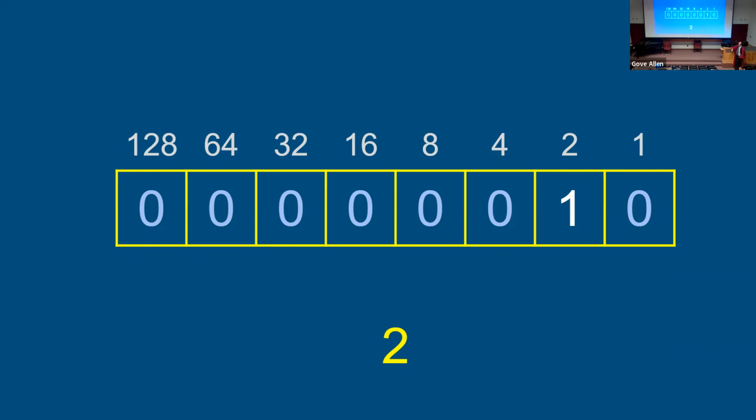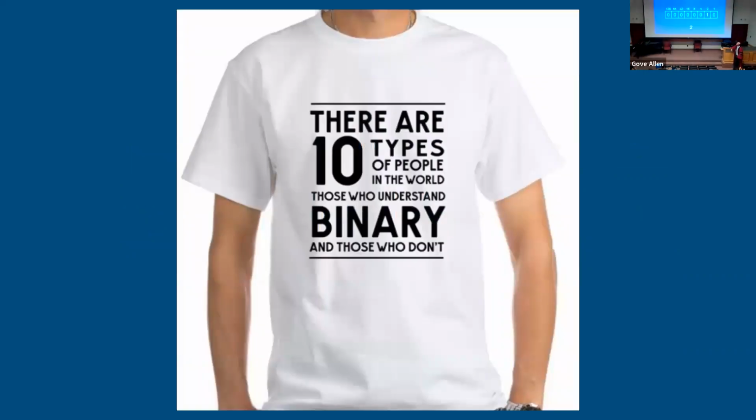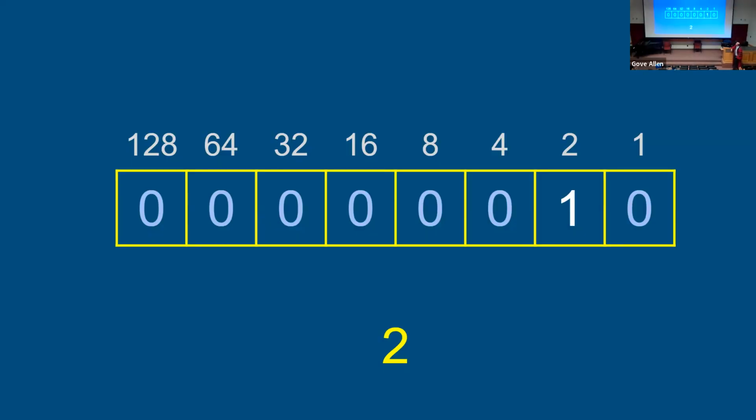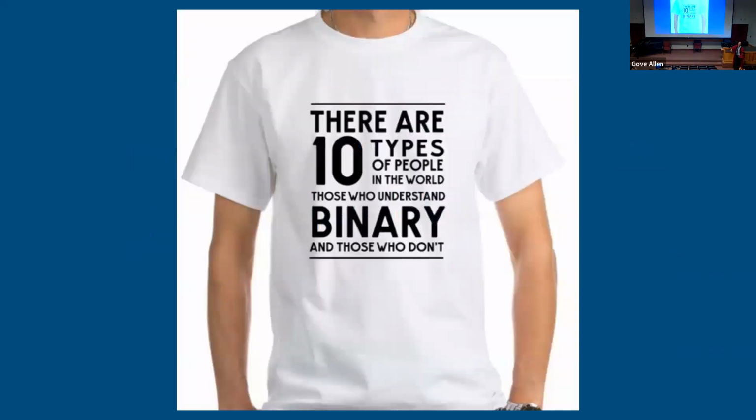To store a 3 is going to be 0, 0, 0, 0, 0, and then 1, 1. Very good. So there's 2. In fact, when we look at that, if we didn't really understand what we're talking about, you might think of that as 10, but this leads to an old joke in programming. You can see it on t-shirts, right? There are that number of types of people in the world, those who understand binary and those who don't.